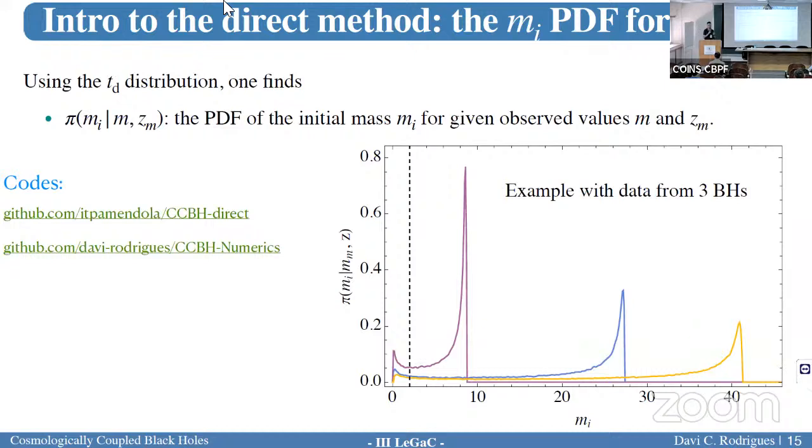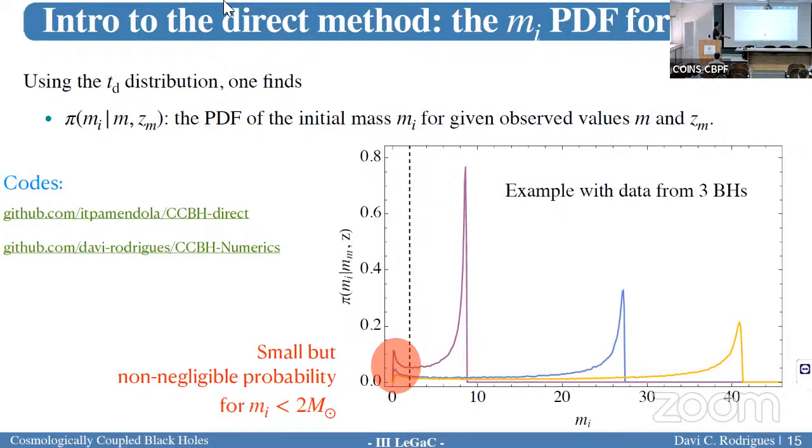And just to have an idea of what you can do, let's just pick one case. Consider just one pair of black holes. That's the data from one event. From this one, let's ask what would be the probability of this one to have an initial mass below 2. Since we know the distribution of this delay time, we can ask this question: what would be the probability that it was formed with a mass below 2? What we find is that if you pick a single case, for instance, pick this case here.